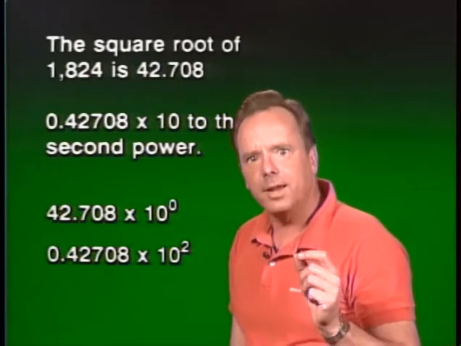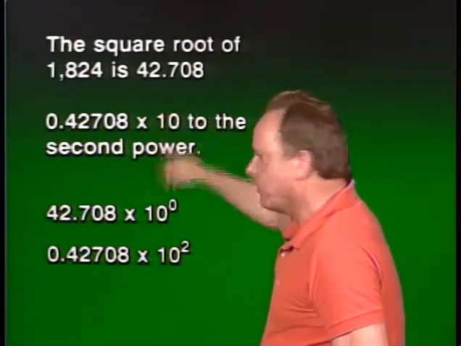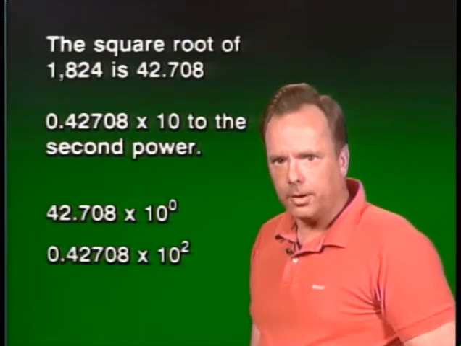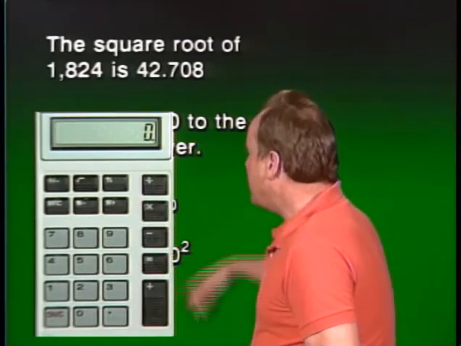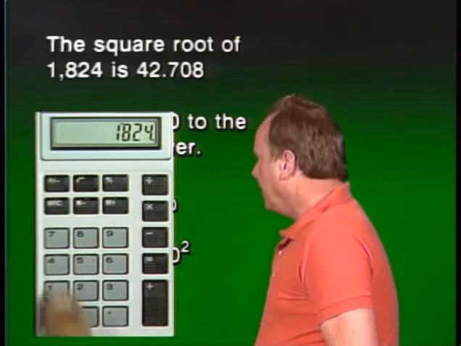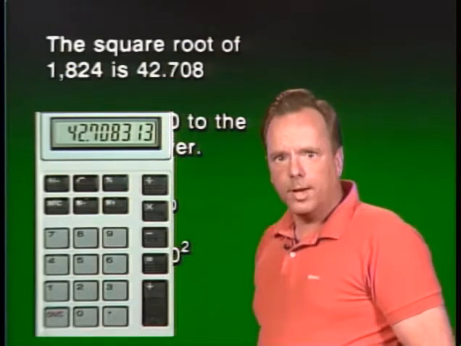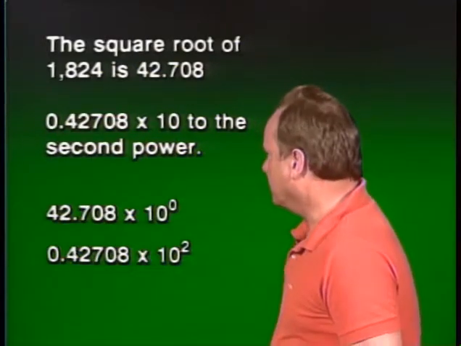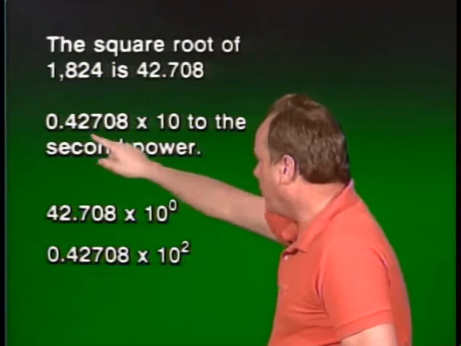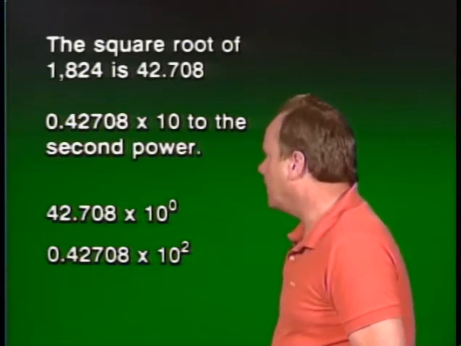All right, let's take a look at another example. They're going to say, all right, super mechanic, what is the square root of 1824? Well, the square root of 1824 is another one of those calculator problems. So let's you and I whip out the trusty old calculator. We'll punch in 1824, and then you hit the square root button, and you get 42.708. All right, now let's pull away the calculator and see what the rest of this question is. It's also equal to 0.42708 times 10 to the second power. How do we get that?